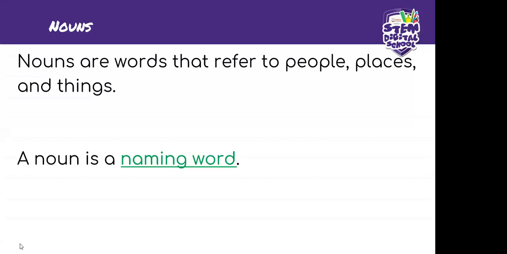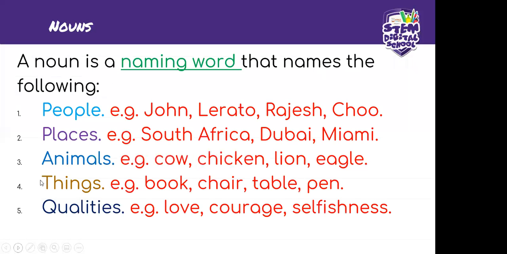So we can simply say that a noun is a naming word. I think that's straightforward enough. So yes, let us go a bit deeper into nouns. A noun is a naming word that names the following, okay? So a noun names the following. Number one, a noun names people, okay?